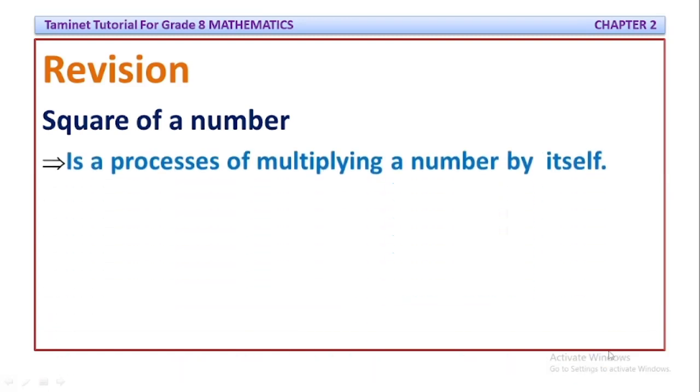Square of a number. So what is square? Square is a process of multiplying a number by itself. That is a times a is a squared.